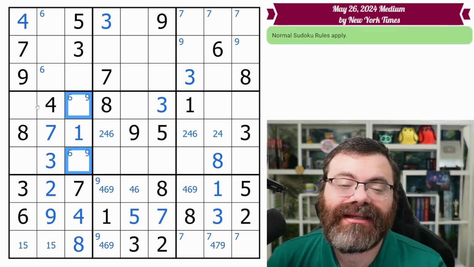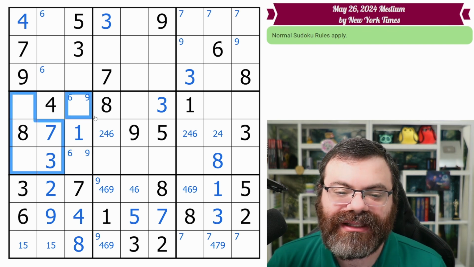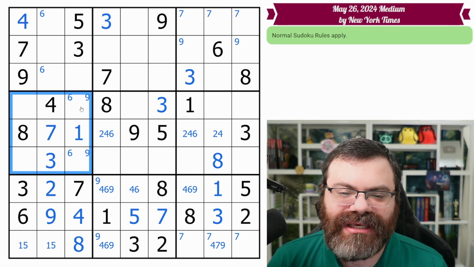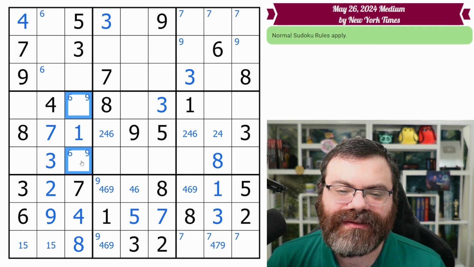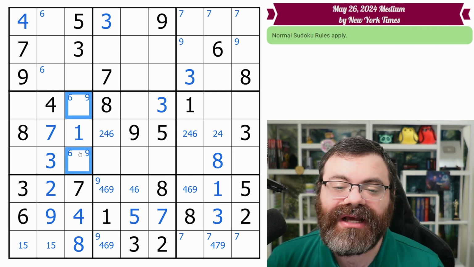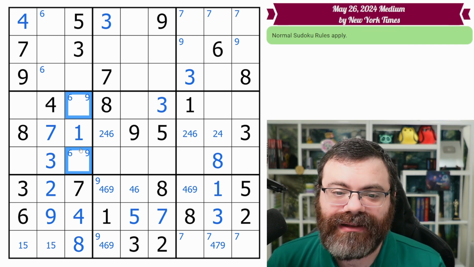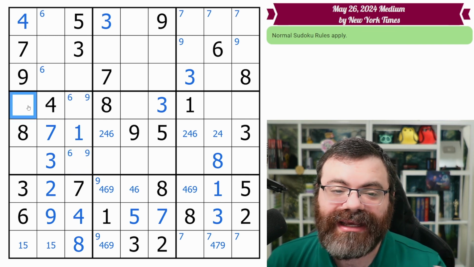Now, remember, hidden deals with a house, right? In this case, it's dealing with the box. It's a hidden 6-9 pair in the box. And what that means is, in this box, pair meaning 2, right? So in this box, there are 2 cells remaining that can have the 6 or the 9 in them. This can't be 6 or 9. It can't be either of them.